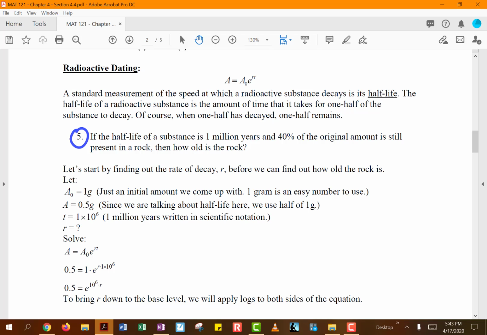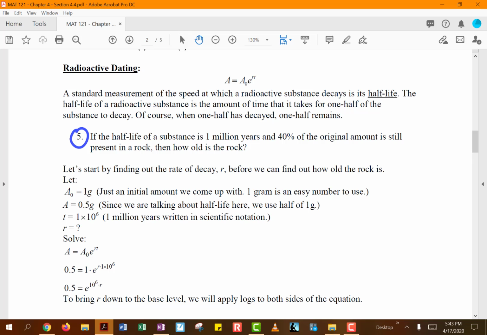Okay? So, like in this example, they're saying if the half-life of a substance is 1 million years, so basically we're saying again, like I said, if you start out with 1 gram of the radioactive substance, after a million years, only half of a gram would be left. So that's how we normally do these radioactive dating, or sometimes we call it carbon dating if you're looking at the carbon 14 molecule, right?